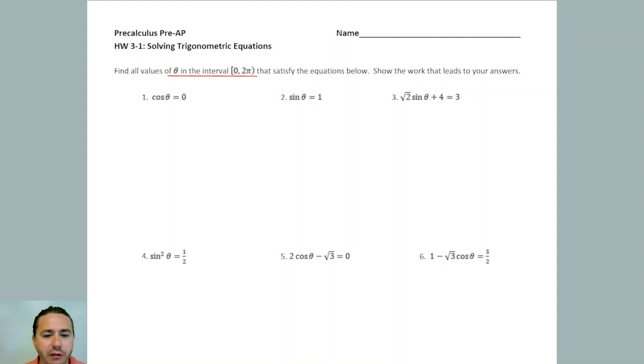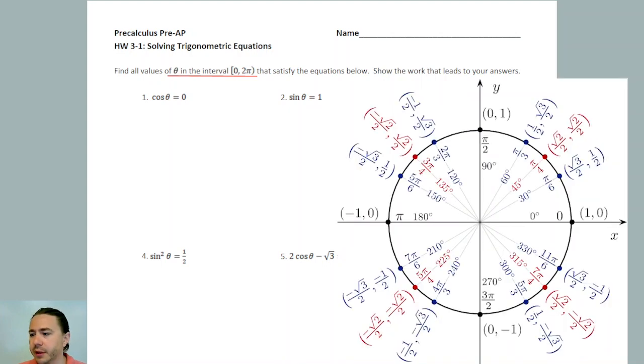So the first couple here are very straightforward. There's not really even any solving to do in terms of isolating the trig function because they're already isolated. The first one says cosine of theta equals 0. So what I'm going to do is look over there at my unit circle, and I'm looking to see what angle measures have an x value of 0. Remember that cosine is x.